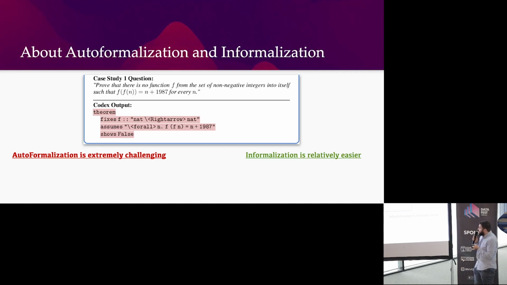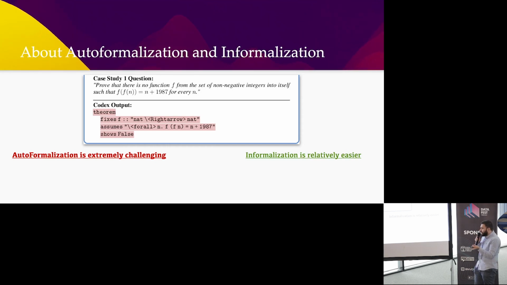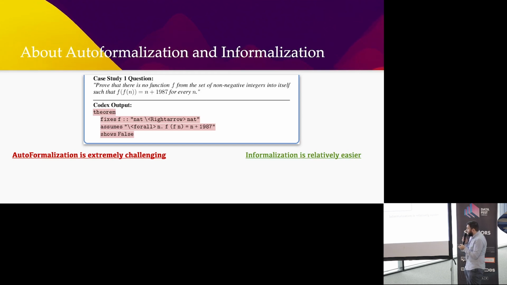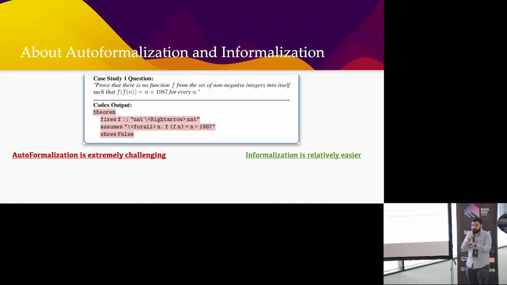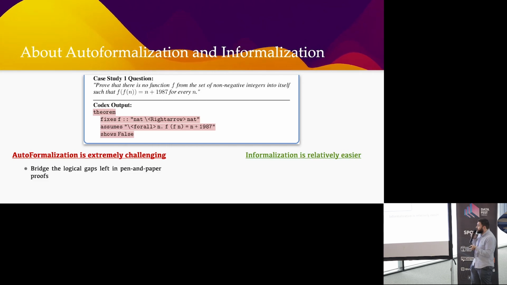So this is like a very old example. It says, prove that there is no function f from the set of non-negative integers into itself, such that f of n is equal to n plus 1987 for every n. And the Codex output, Codex at the time of the writing being the bigger model that was trained on code explicitly, fails rather drastically. They also have an automated evaluation across a variety of tasks in natural language, like StrategyQA, NaturalQA, that show that it's very non-trivial to go from one to the other.